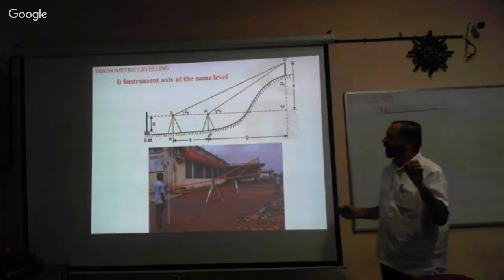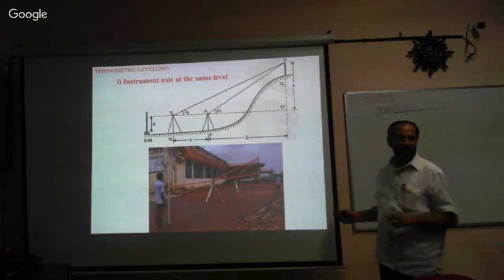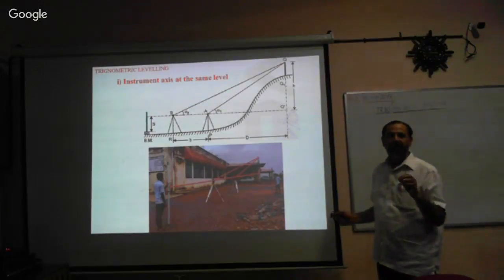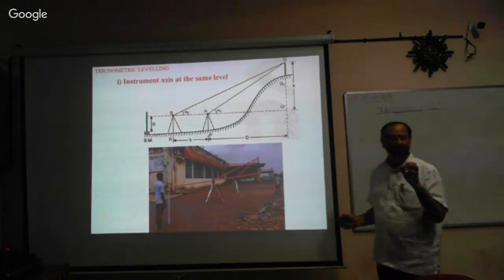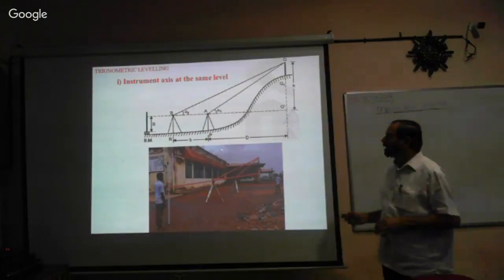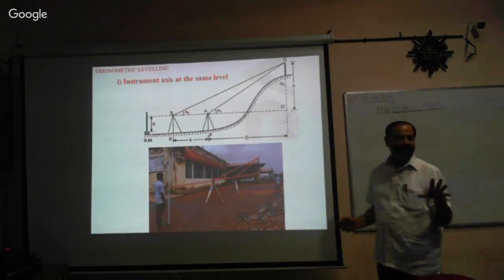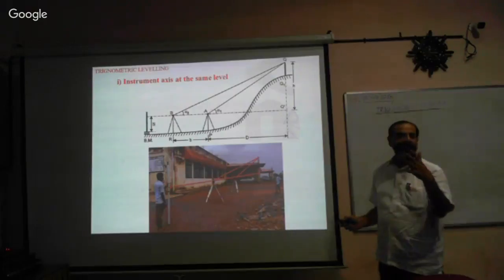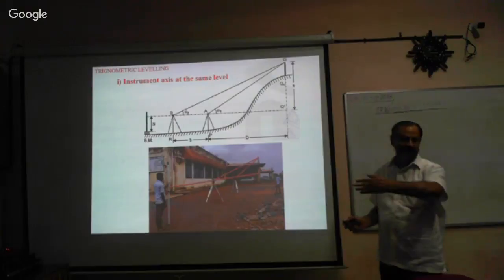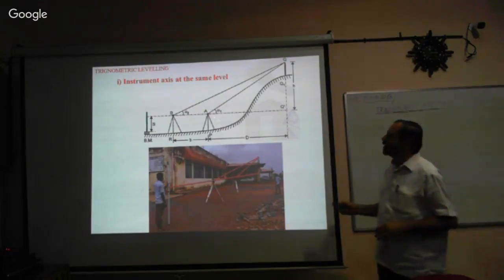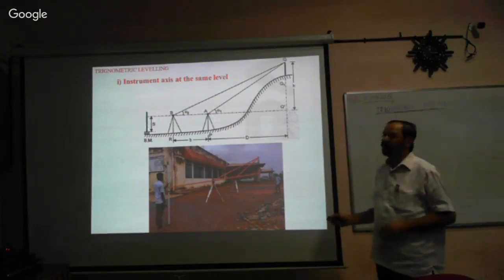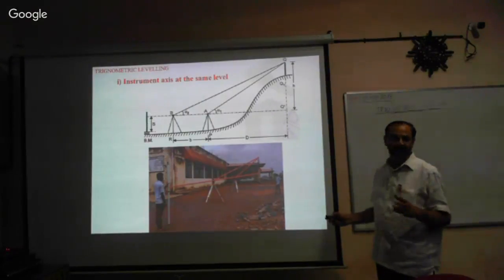Now I will say again: install the instrument at a convenient point where we can observe the object whose elevation is to be determined. Install and perform all temporary adjustments. Make the vertical circle read 0 and 0. That means we are making the line of sight horizontal. Then note down the benchmark, and note down the staff reading on the benchmark.